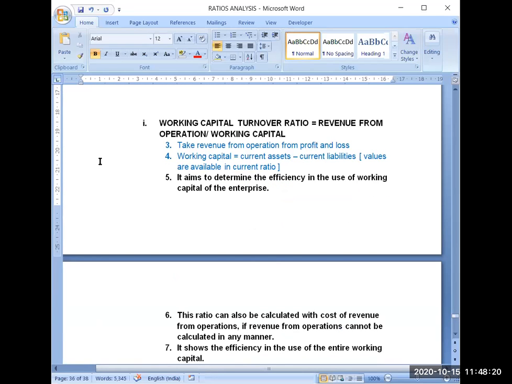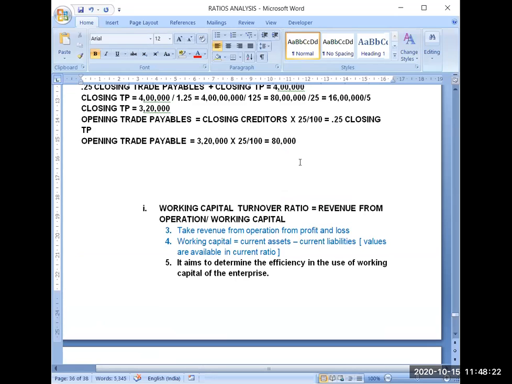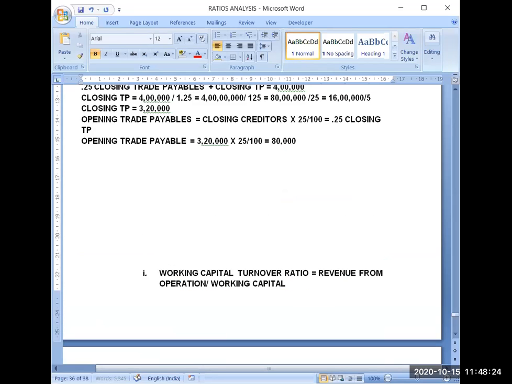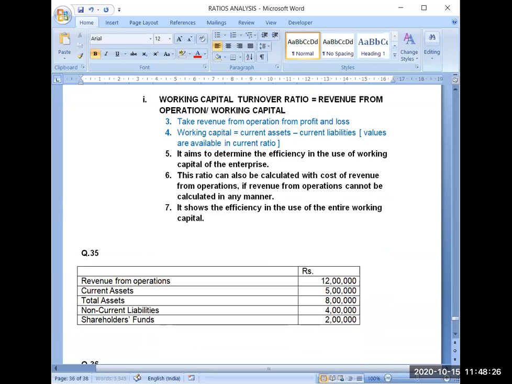Now coming to the next topic, working capital turnover ratio, and this is the last ratio in activity ratios. Then we will be covering 3 types of ratios. See, working capital turnover ratio is revenue from operations upon working capital. Revenue from operations upon working capital.